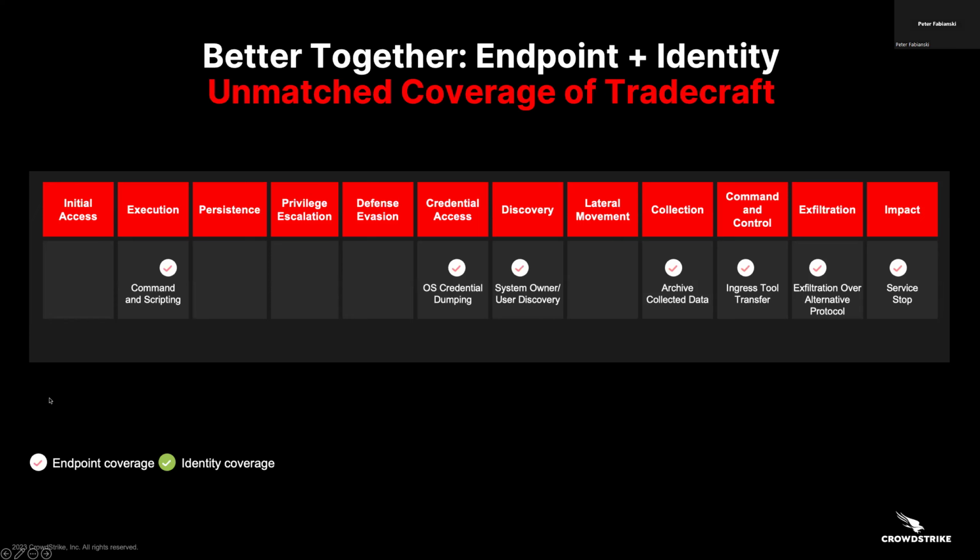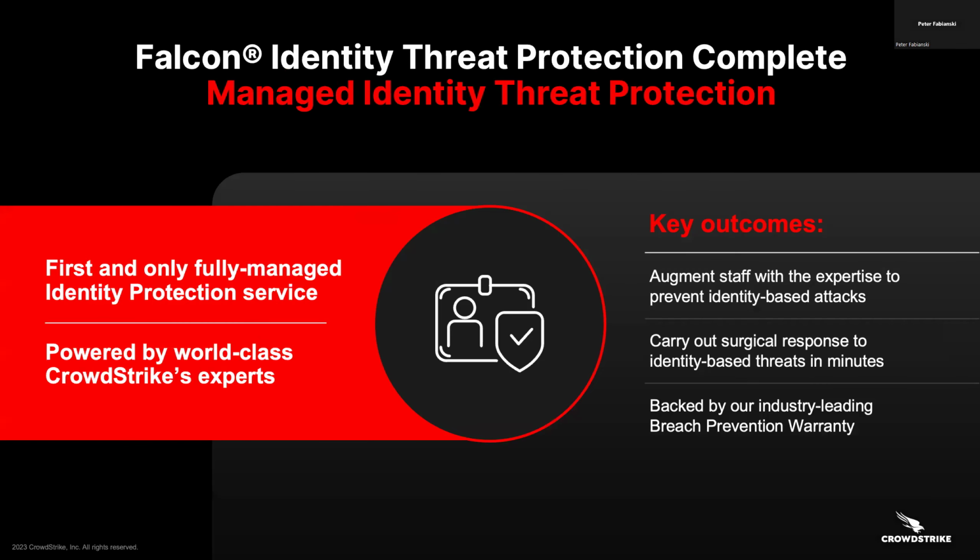So this is where we can really combine all these different items, where the green dots are where you're getting coverage from identity, and the white dots are where you're getting coverage from endpoint. So you're getting full coverage when you're looking at it from a lens of MITRE ATT&CK in that case. And of course, just like our main EDR platform with Falcon Complete, we also have Falcon Identity Threat Protection Complete.